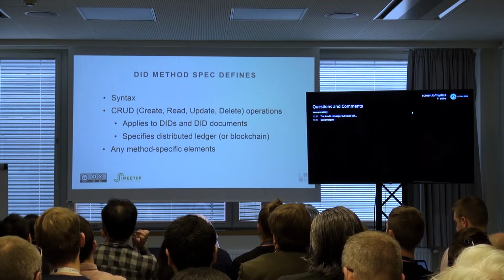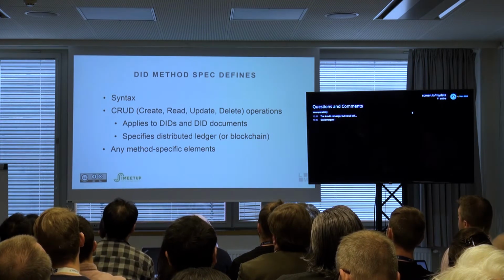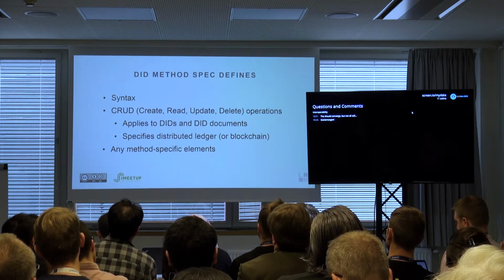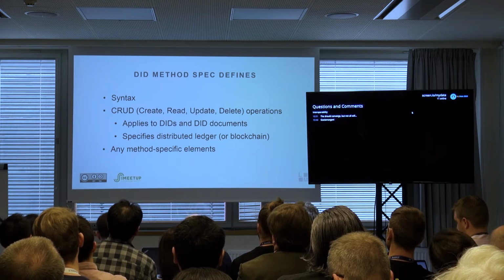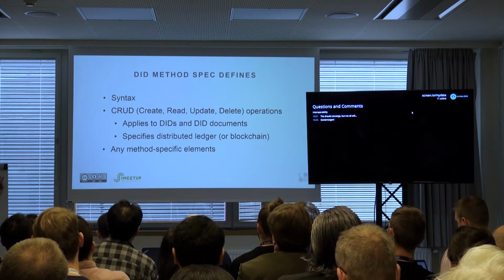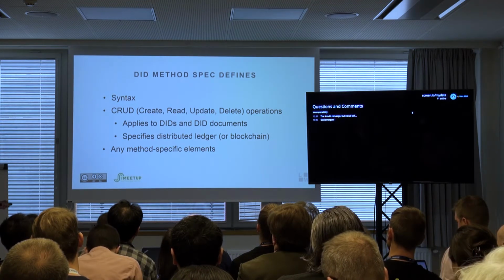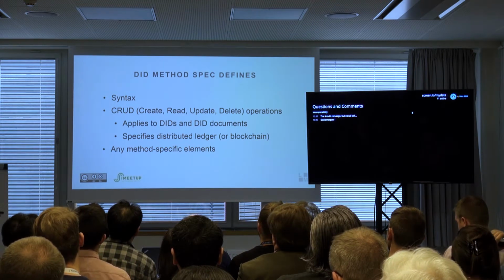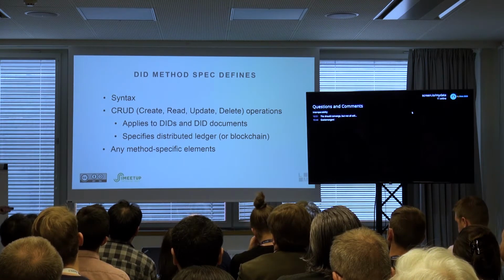Okay, so we're going to look at some DID method specs. The DID method specs define their syntax. Basically all the operations you can do on it, how to create one, read, update, delete. And this applies to the DID strings and the DID documents. And also it specifies a ledger or blockchain that it operates on. And also it can present any special method-specific elements.